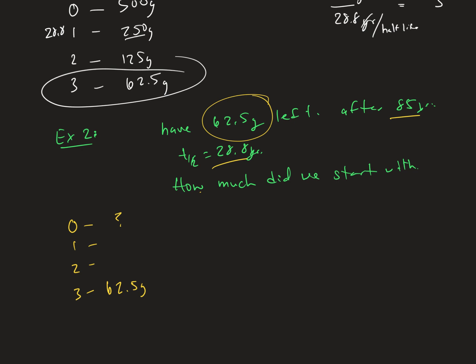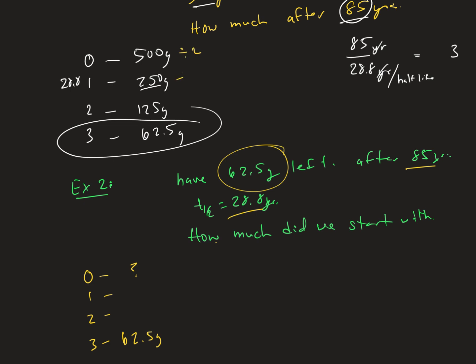But how do we go the other way now? Right here, we divided by 2, then divided by 2, then divided by 2 until we got to that, right? So now we multiply by 2, and we get 125 grams. We multiply by 2, we get 250 grams. We multiply by 2, and we get 500 grams. Do you follow? So it's the same process. This time we're just multiplying instead of dividing, because we're going backwards. Any questions on how to determine how much we started with?